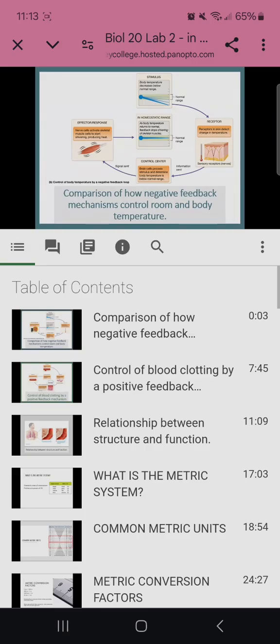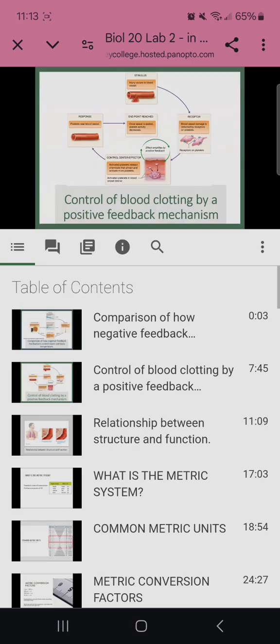There's another example, everyone. This is the control of blood clotting by a positive feedback mechanism. So homeostasis takes place with either a positive feedback mechanism or a negative feedback mechanism. It means that if something is off balance, the body's always trying to reach homeostasis, where everything is normal, where it's supposed to be. It initiates either a positive feedback mechanism or a negative feedback mechanism.